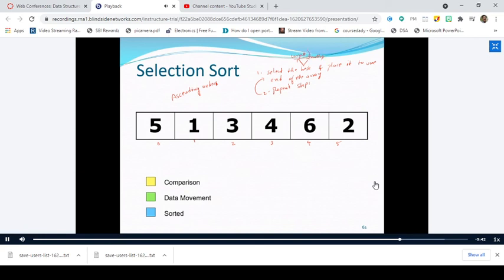So we will start. Have you written the program of finding the largest element in the array? Yes, sir. May I know the logic what we have used?